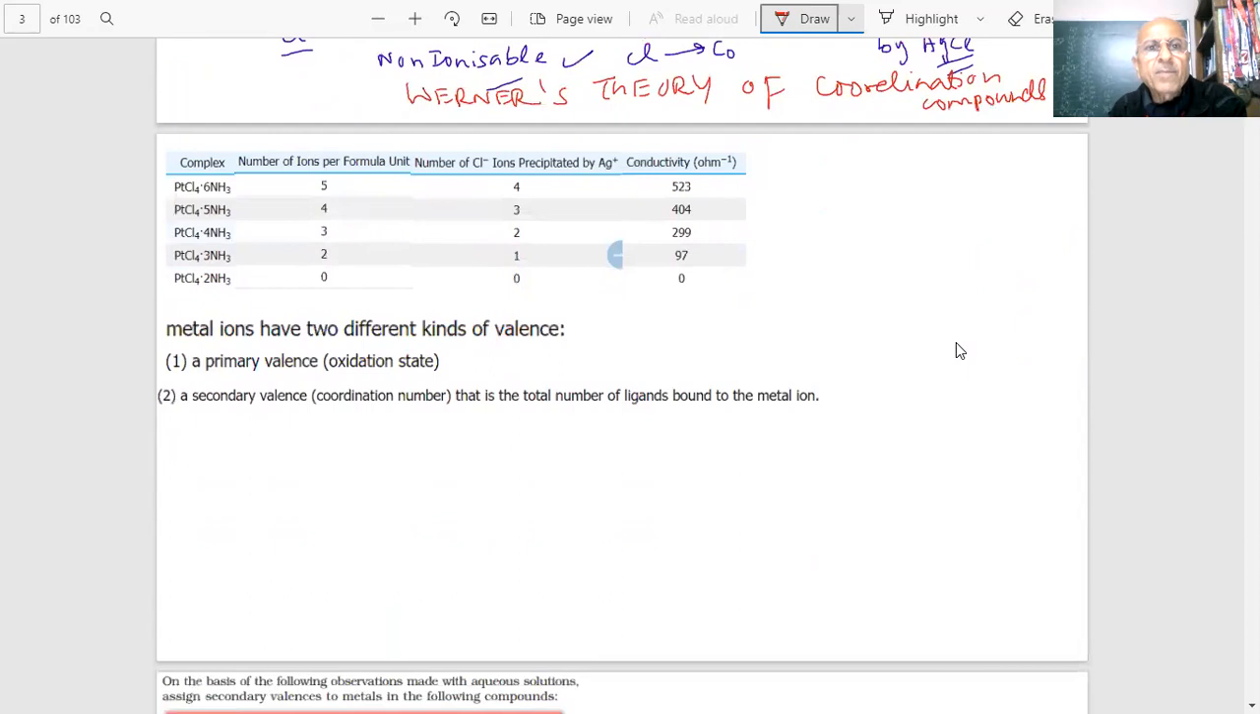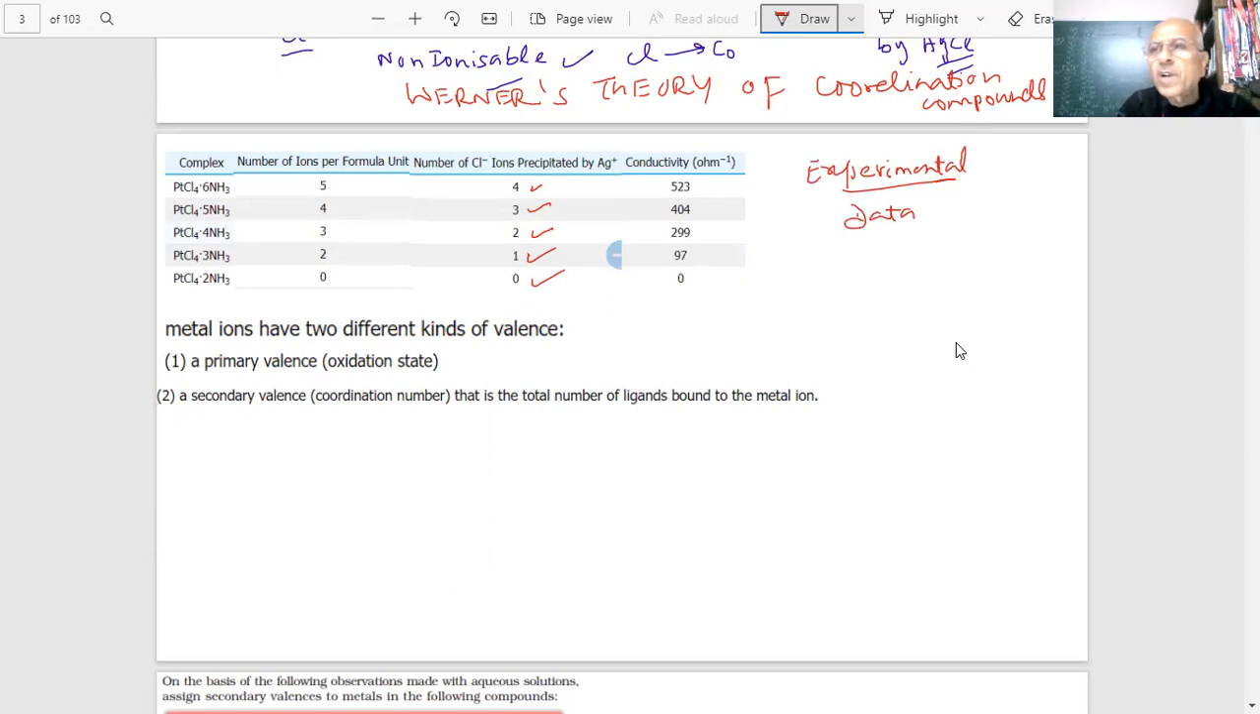Let me take another example. These are the complexes of platinum. Experimentally, the number of ions observed by conductivity measurement was 5 in the first case, then 4, 3, 2. In this case, 4 Cl minus precipitated, then 3 precipitated, 2 precipitated, 1, and in this last case 0 chloride ion. No Cl was there. Conductivity values are also there. This is experimental information data, student. These are the platinum complexes.